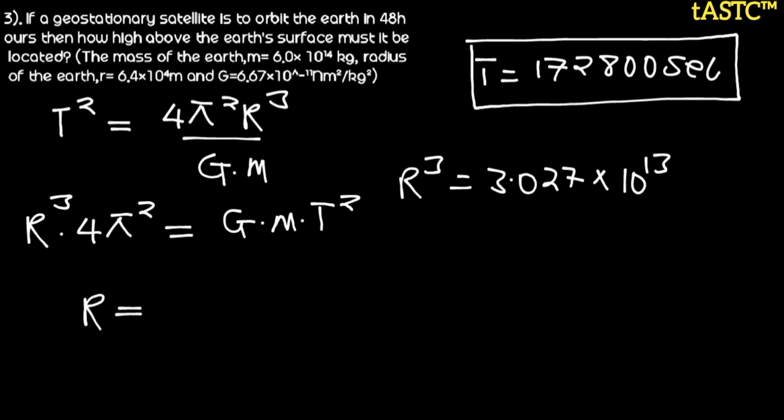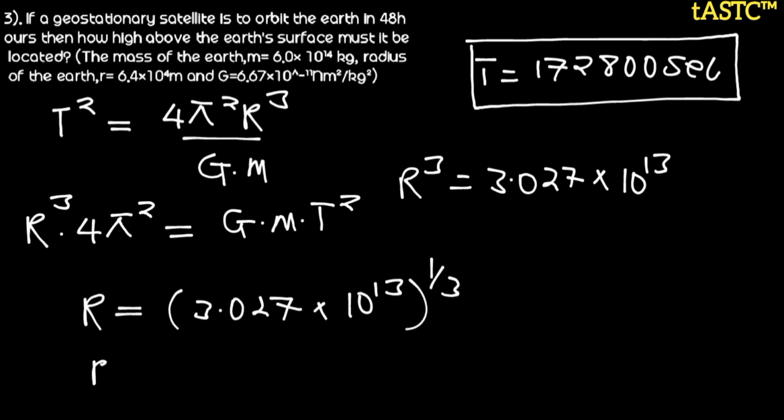And so r will be 3.027 multiplied by 10 to the 13, and this will be raised to the power of a third. So we need to find that. So that gives us 31,165.0. I'm just going to leave it that way. So this is what we got.